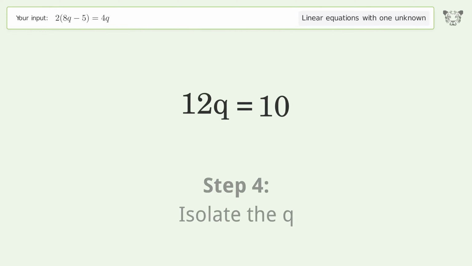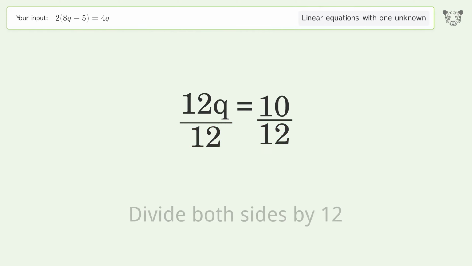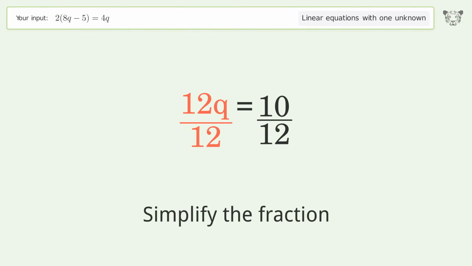Isolate the q. Divide both sides by 12. Simplify the fraction.